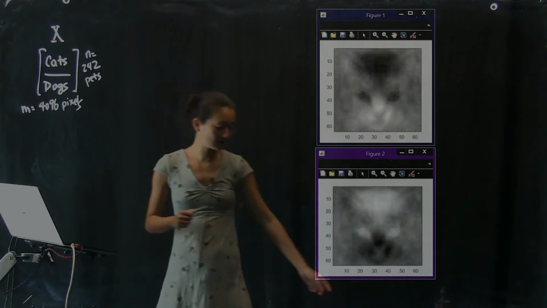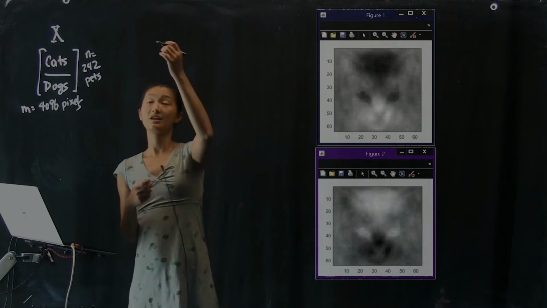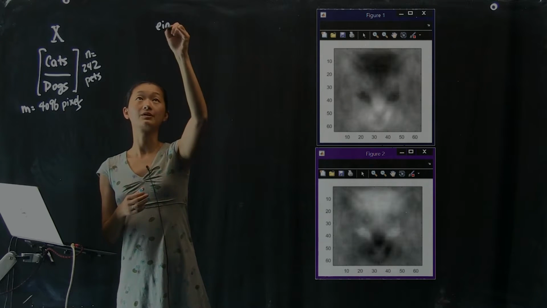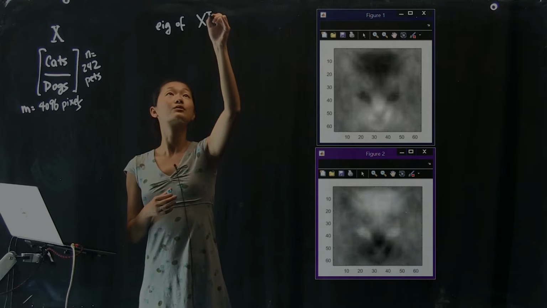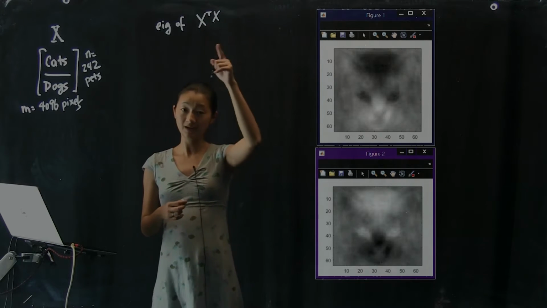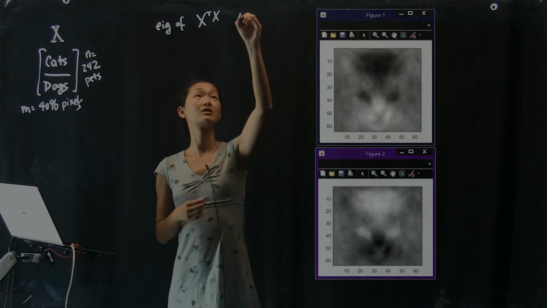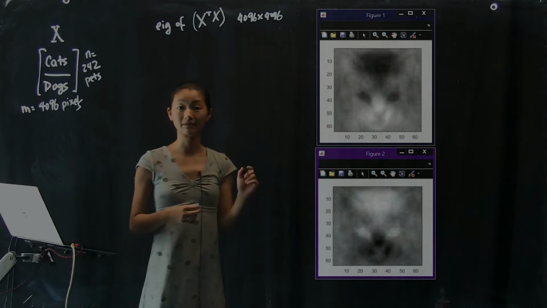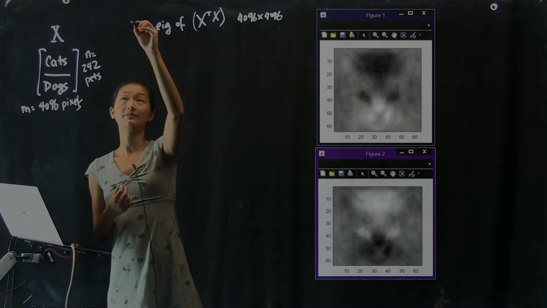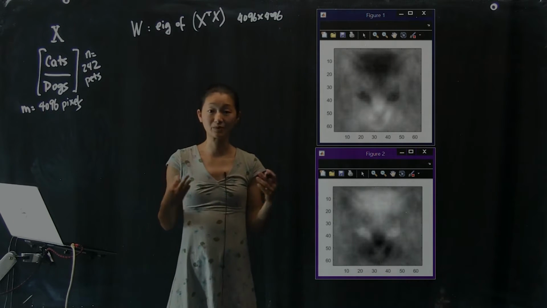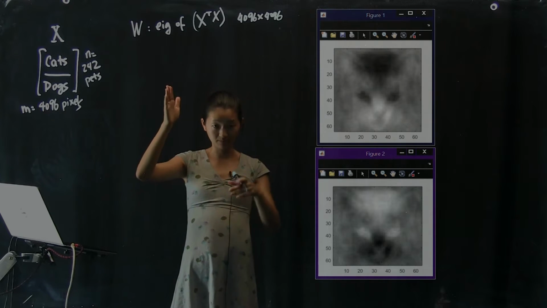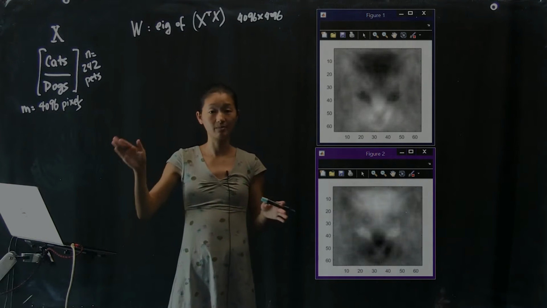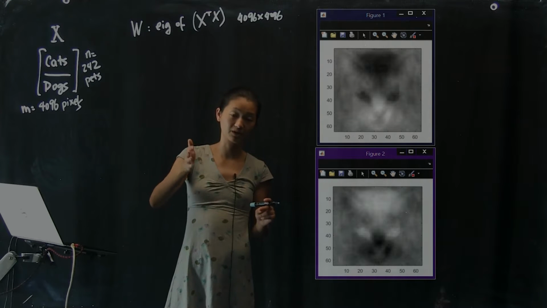So to remind ourselves, the PCA, the principal components analysis of this data matrix X, is defined as the eigendecomposition of X transpose X. In this case, X transpose X is an M by M matrix, so it's going to be 4096 by 4096. Kind of a large matrix, right? What we get out of it is this matrix W, where each column vector is a principal component of the data. They come in order, so the first one's more important than the second one, which is more important than the third one, and so on and so forth.